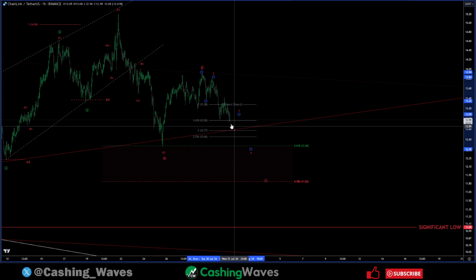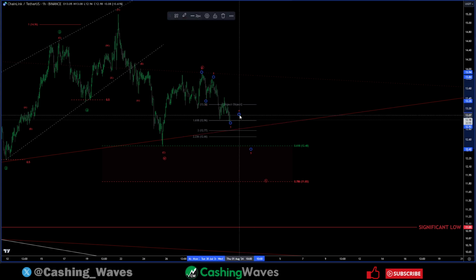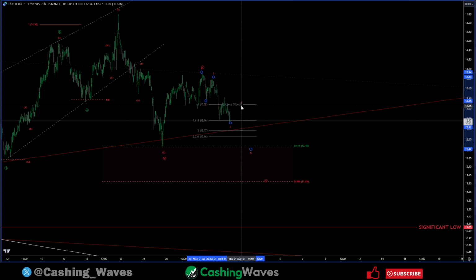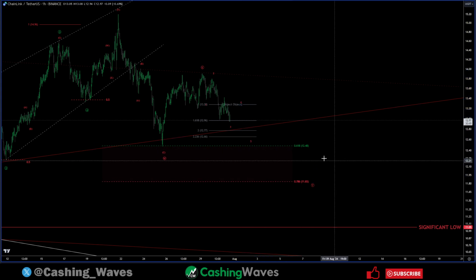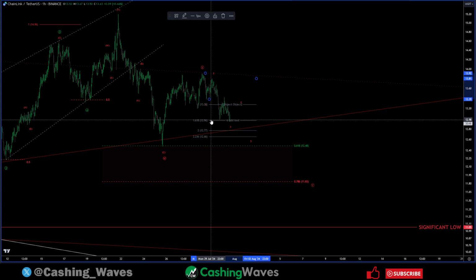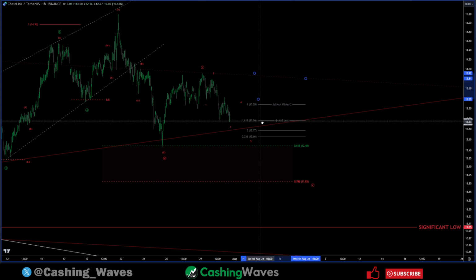Okay, so we've technically met our 3rd wave target, 4th wave, and 5th wave. And that would make an A wave. So let me pull this over a little bit so you can see that a little better.